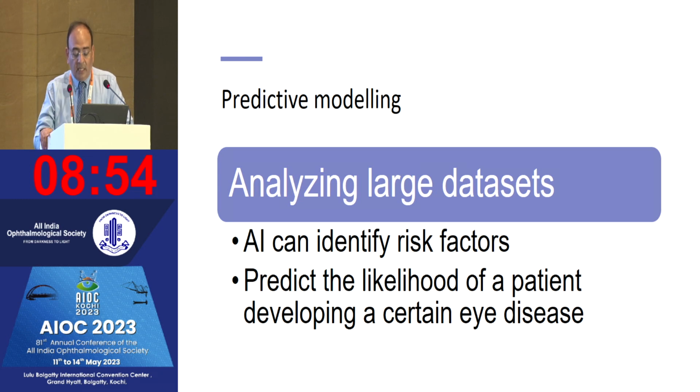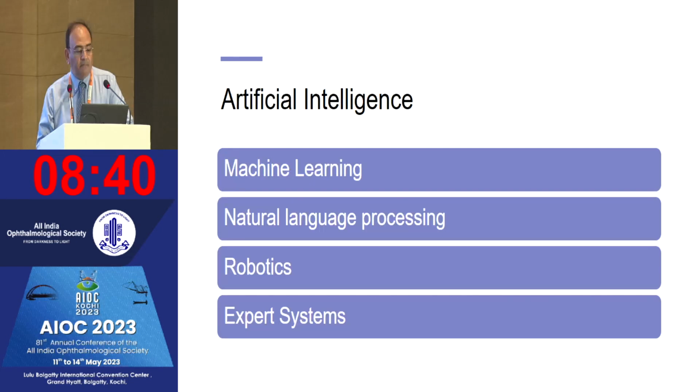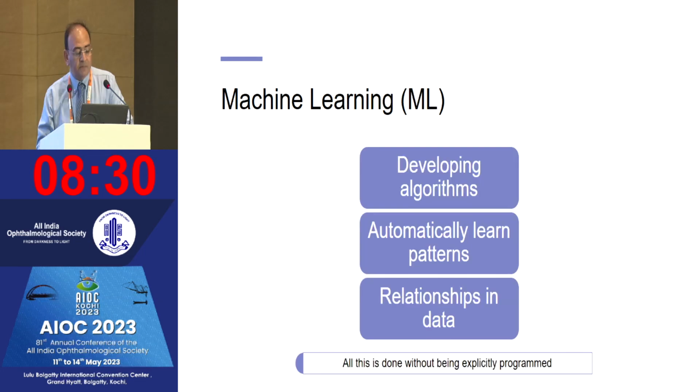Then there's another thing called predictive modeling. Predictive modeling is basically analyzing large data sets so that it can identify the risk factors and predict the likelihood of a patient developing a certain eye disease. Artificial intelligence basically has different subfields such as machine learning, natural language processing, robotics, expert systems.